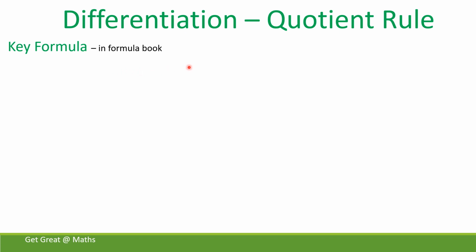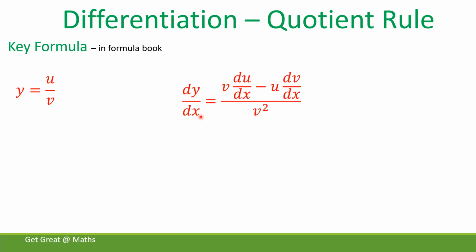The next one we're going to look at is the quotient rule, and this is given in the formula book. So when I've got y equals u over v, dy by dx is equal to v du by dx minus u dv by dx, all over v squared. In terms of words, we can say it is all over the bottom squared. So it is the bottom, which is v, times the differential of the top, which is du by dx, minus the top, which is u, times the differential of the bottom, which is dv by dx, all over v squared. That's how we say the quotient rule in terms of words. It is given to you in the formula sheet.